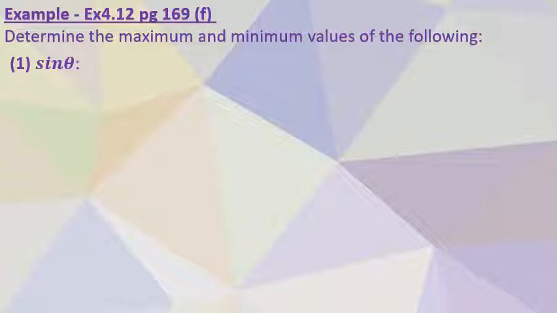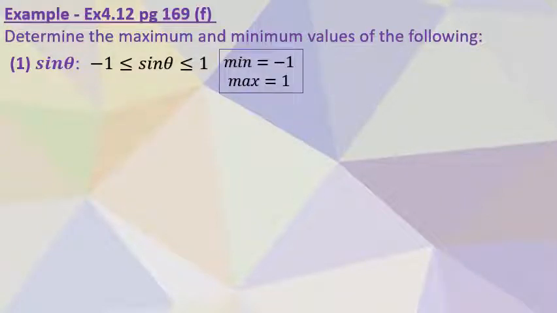So let's jump into an example. Here we need to determine the maximum and minimum values of the following. Sine theta, straightforward. We know that sine theta fluctuates between 1 and -1, so its minimum is -1 while its maximum is 1. 2 sine theta, we have now stretched the sine graph vertically.